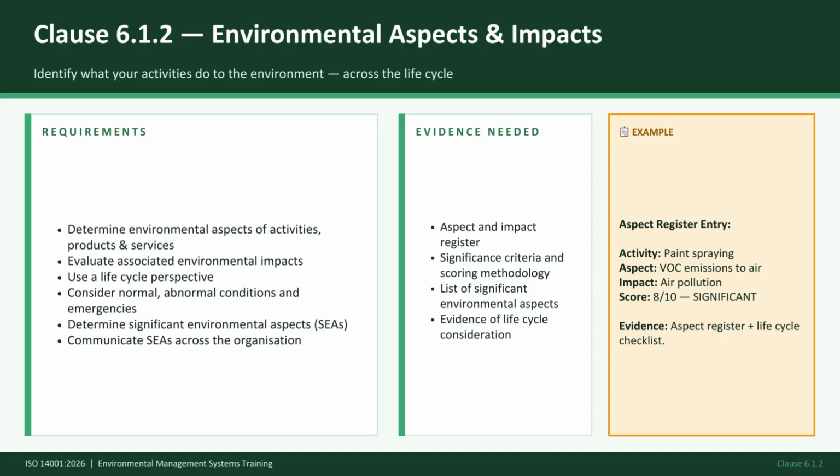From your full list, you identify the significant environmental aspects, the ones with the greatest potential environmental impact. These then drive your objectives, controls, and training. The significance criteria must be documented. Common approaches include scoring matrices, ranking likelihood and severity of impact. Whatever method you use must be consistent and defensible.